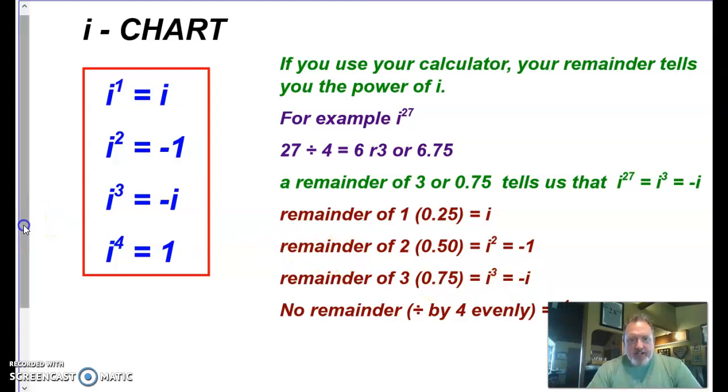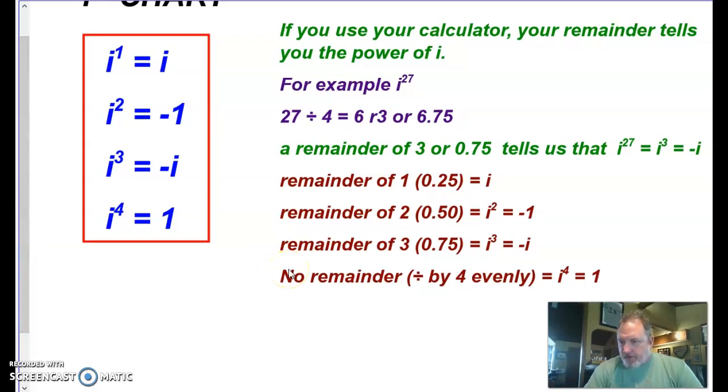And anything that divides evenly by 4 will have no remainder. For example, if you did i to the 72nd and divided that by 4, you'll get no remainder, and that equals 1. So again, when you divide by 4, if you get a 0.25, that's i. If you get 0.5 at the end of your number, -1. 0.75, like we do here, 6.75, that's i cubed, or -i. And no remainder is 1. So that's how we use this i chart that keeps repeating.